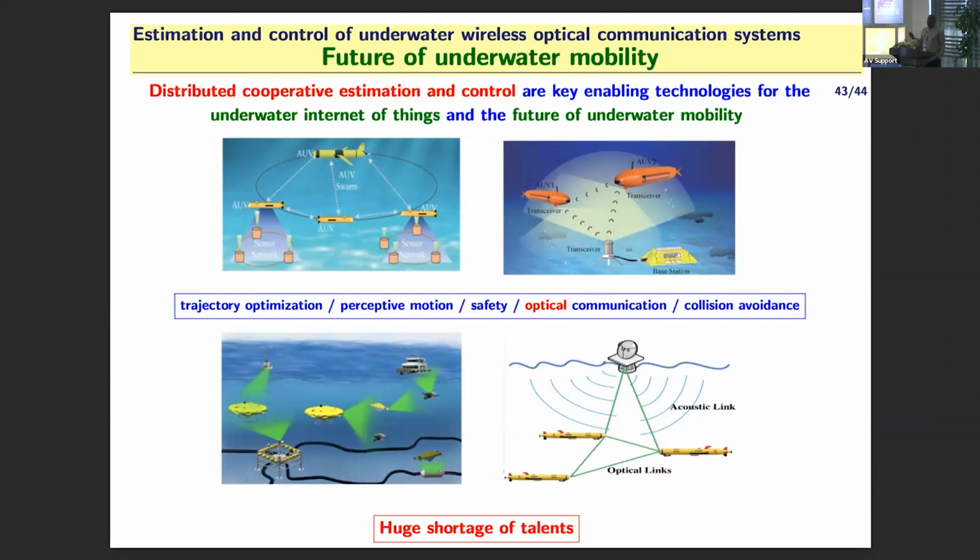Here, what I was talking about was more estimation and control, but there is a way to bring it up to the distributed cooperative setting. And we have seen here some amazing talks that highlight this factor of distributed cooperative. I believe distributed cooperative systems are a key enabling technology for the underwater Internet of Things and the future of underwater mobility. But it also has some challenges: trajectory optimization, perception, safety, the use of optical communication, and also collision avoidance. You have to deal with these challenges, and for that, you need talent, and there is a huge shortage.